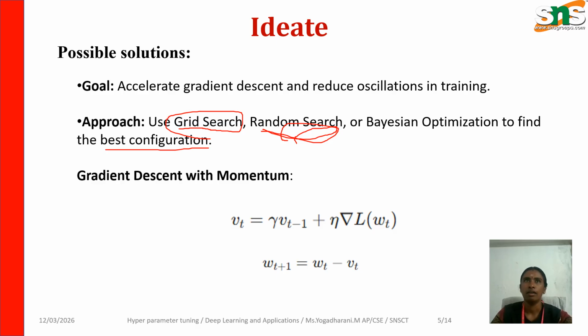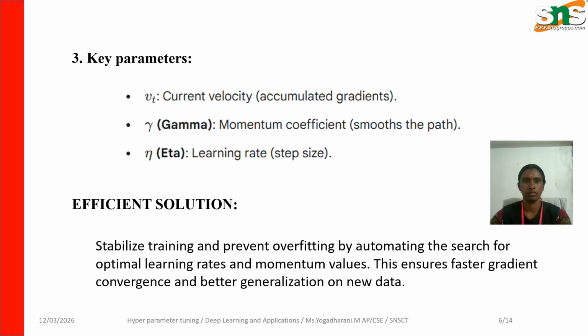The main disadvantage of random search is that there is a possibility of missing the best solution, because we do not evaluate each and every row and column. In grid search, the main disadvantage is that it takes a long time to evaluate all the coordinates in rows and columns. Key parameters used are eta and gamma. The efficient solution is automatic tuning, which finds the optimal learning rate, improves convergence, and reduces overfitting.